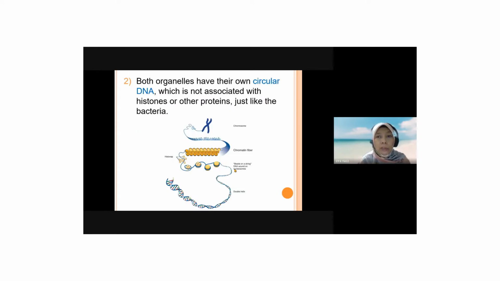Second one, both organelles have their own circular DNA. This is what I mentioned earlier. Mitochondria have their own DNA, but it is a circular DNA. It is not associated with histones or other proteins. It's just that they have their own DNA, just like bacteria. Bacteria have circular DNA too. Okay? It's the same circular DNA. What is highlighted here is that the circular DNA in the organelles, in mitochondria and chloroplast and plastids, and inside the bacteria, is the same. Bacteria have it too, and these also have it. So that's the second proof.